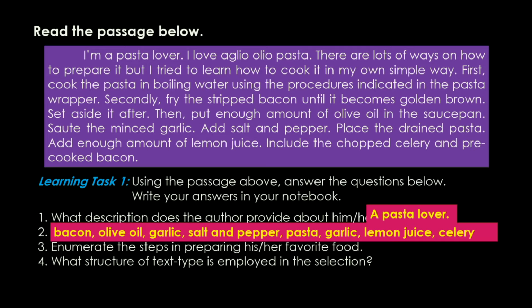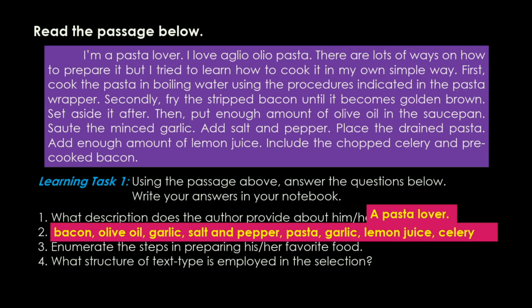Number 3: enumerate the steps in preparing his or her favorite food. So, what are the steps? First, cook the pasta in boiling water using the procedures indicated in the pasta wrapper. Secondly, fry the stripped bacon until it becomes golden brown. Set it aside after. Then, put enough amount of olive oil in the saucepan. Saute the minced garlic. Add salt and pepper. Place the drained pasta. Add enough amount of lemon juice. Include the chopped celery and pre-cooked bacon. Okay, did you get it?